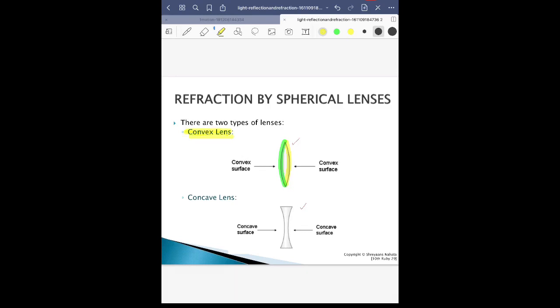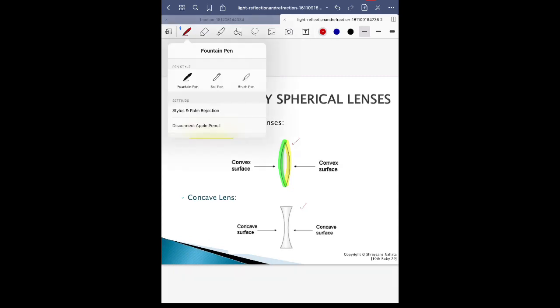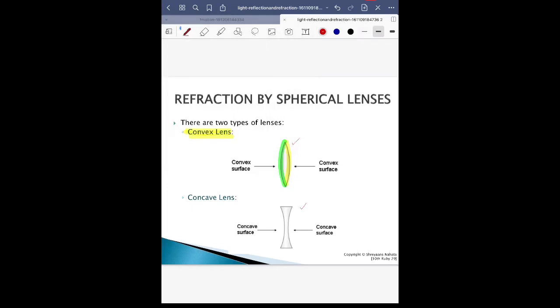A convex lens is one which is thick in the middle and thinner at the edges. Okay, a convex lens is thick at the center and thinner at edges. As we can see, this kind of lens is thick at the center and thinner at the edges. That is called a convex lens. It is also called a converging lens. Why is it called a converging lens? Because it converges or collects all the parallel rays to one point.